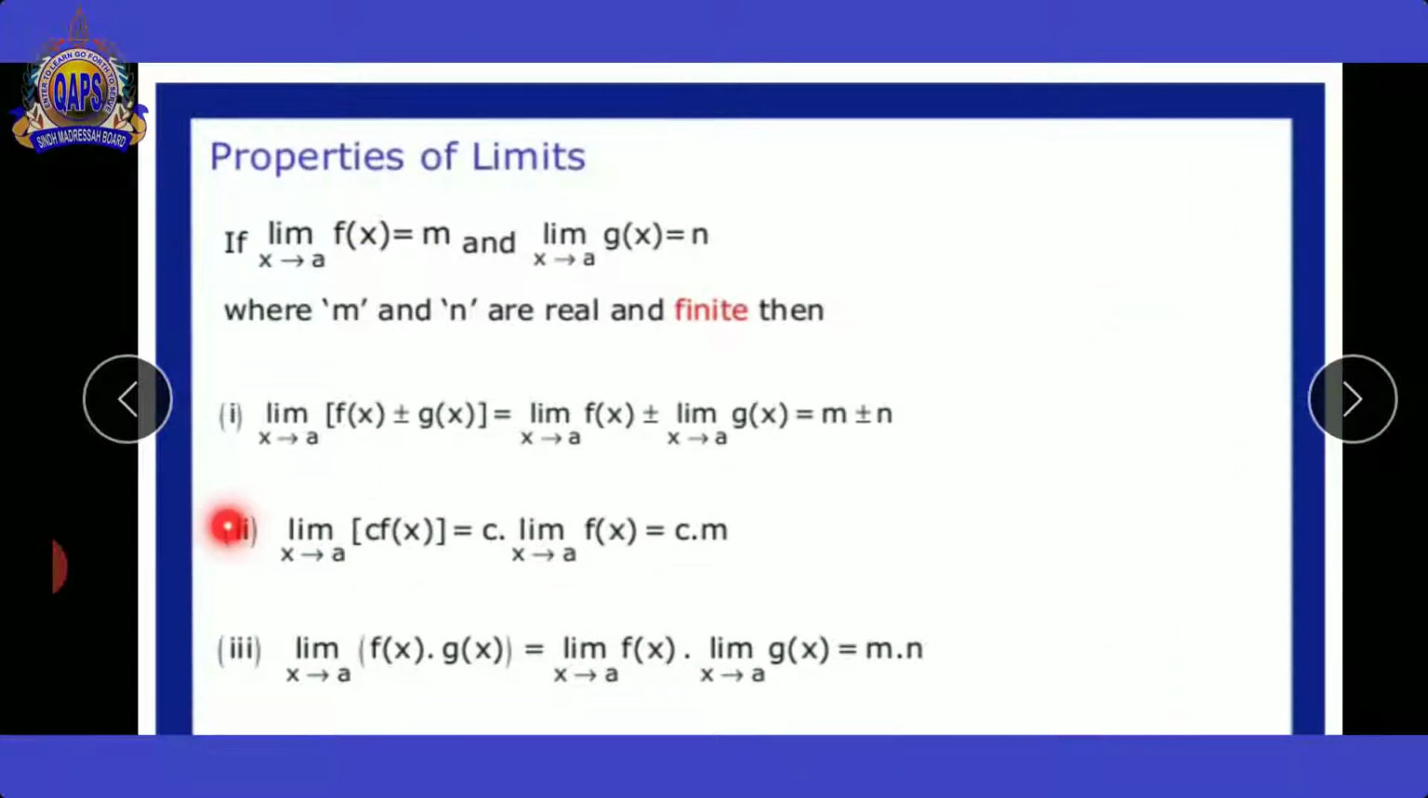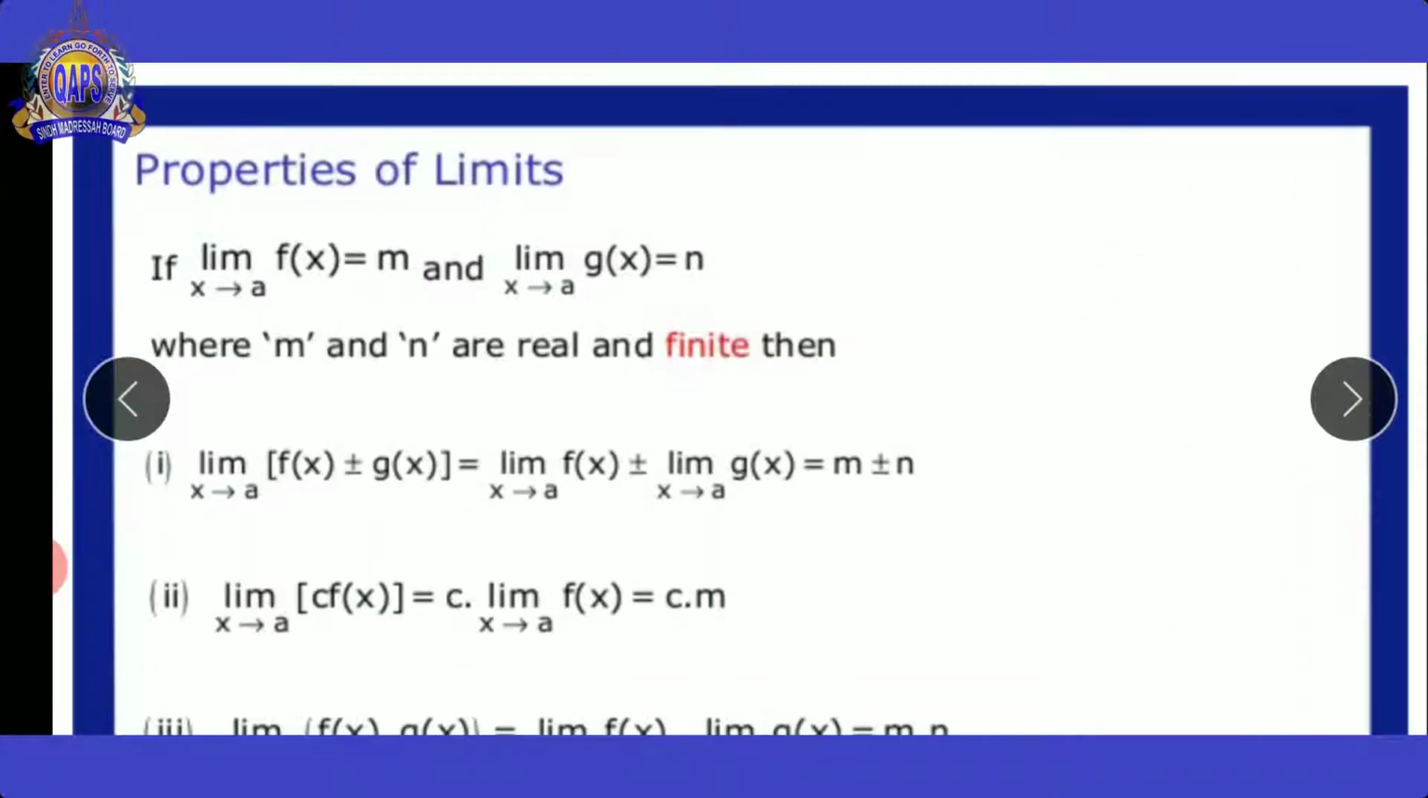Now the properties of the limit. Some important properties of the limit are: if the limit as x tends to a of the function f of x, then the result will become m, any number, either positive or negative. Same here, the limit as x tends to a of the function g of x is n, where m and n are real and finite.